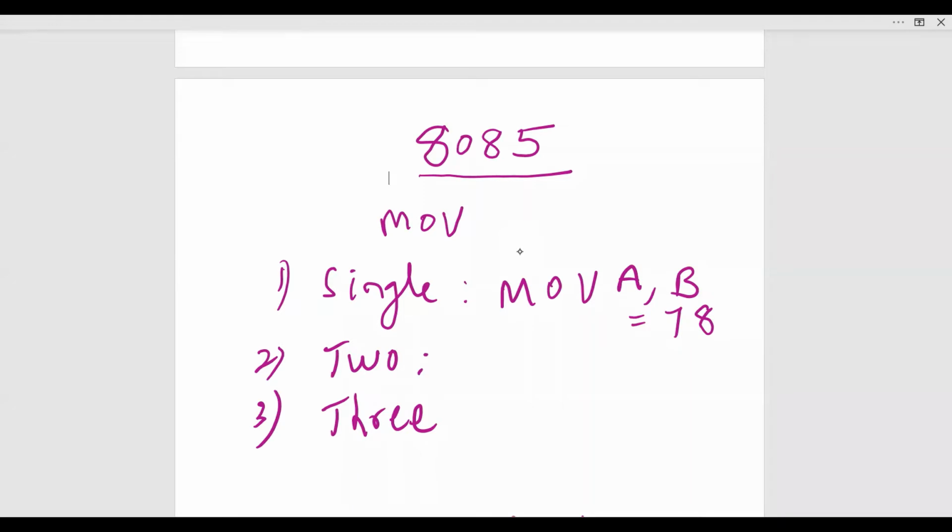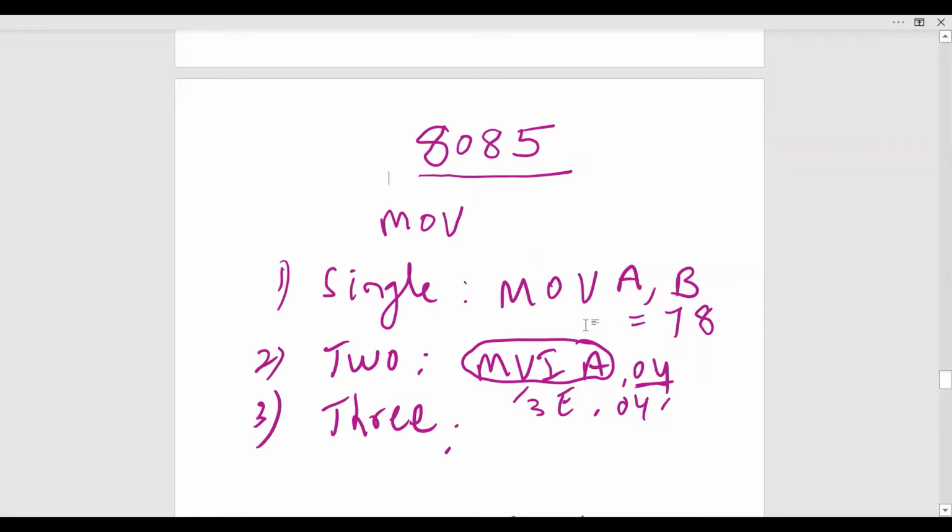Coming to 2-byte instructions, they have an opcode as well as an operand. Example, MVI A, 04. 04 is the data, this is the operand, and MVI is an instruction which has its opcode as 3E. This instruction moves immediately the data that is specified in the instruction to the accumulator. So 04 is the data specified in the instruction, and it is moved immediately to the accumulator. So MVI A has the opcode 3E and 04 is the data. So they occupy 2 memory locations, one for the opcode and one for the data.